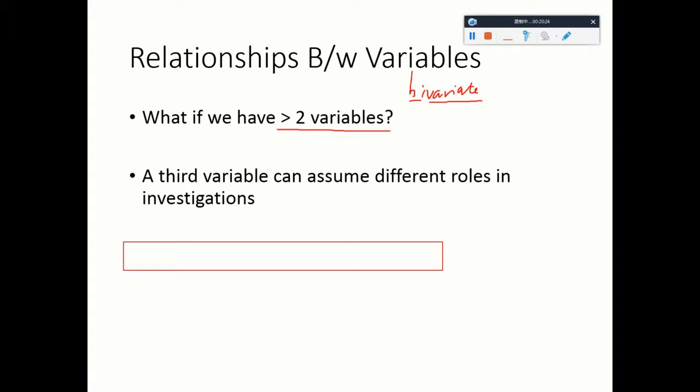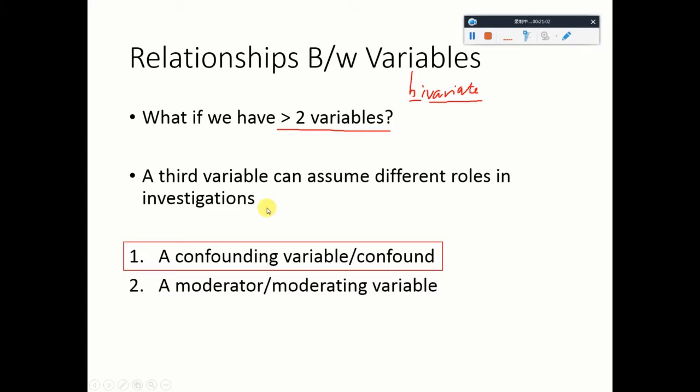So let's, for the purpose of this class, consider a scenario that has three instead of two variables. And that will be our upper limit, so to speak, for this class. Because once you understand a three variable situation, you can easily extend the same idea to situations that have more than three variables. So a three variable situation is the foundation to understand multivariate relationships. Okay?